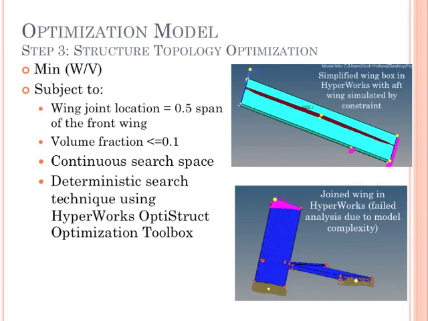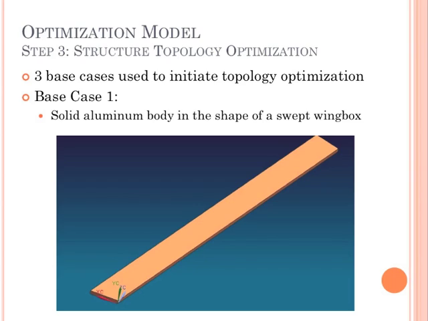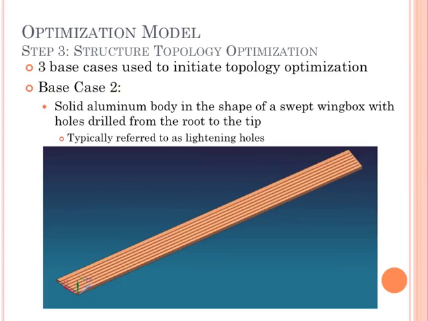The optimization model in HyperWorks minimizes the weight to volume ratio with the parameters listed. Specifically, the parameters used for optimization are the volume fraction upper bound of 0.1 and compliance. The model for base case 1 is shown here, which is a solid aluminum beam swept at 18 degrees aft. The lift, drag, and moment loads are applied to the tip of the wing, and the wing joint is constrained at 50% of the span of the front wing to simulate the aft wing.